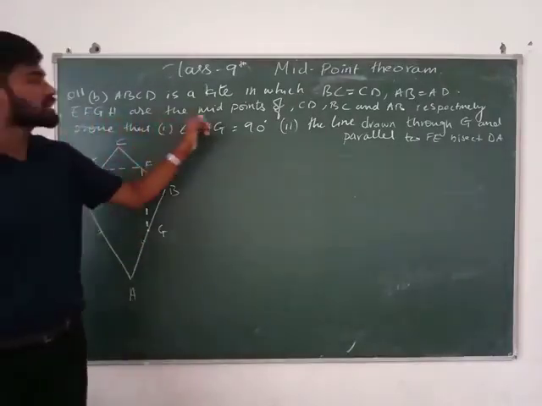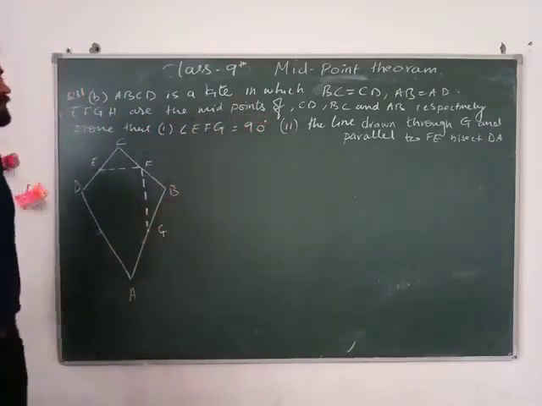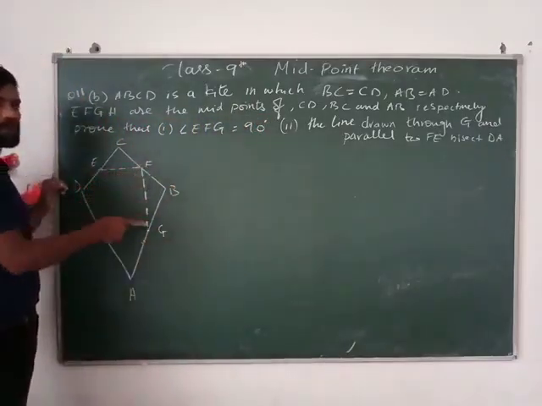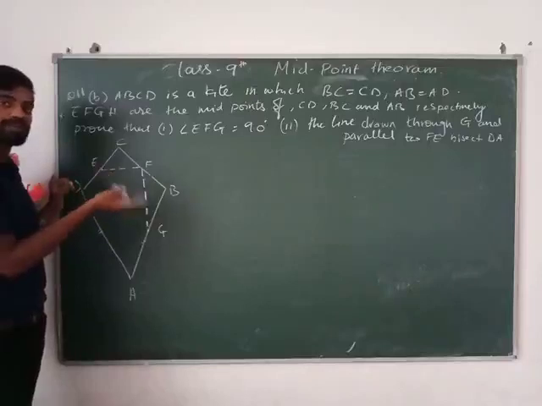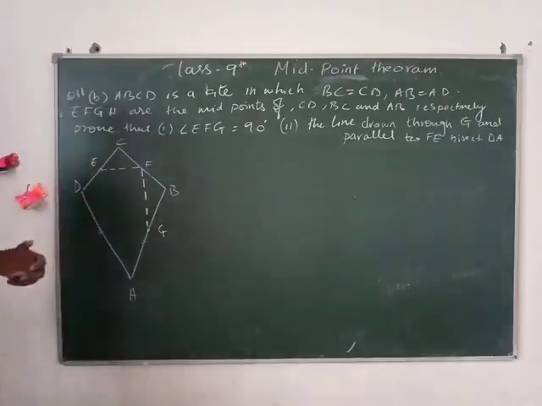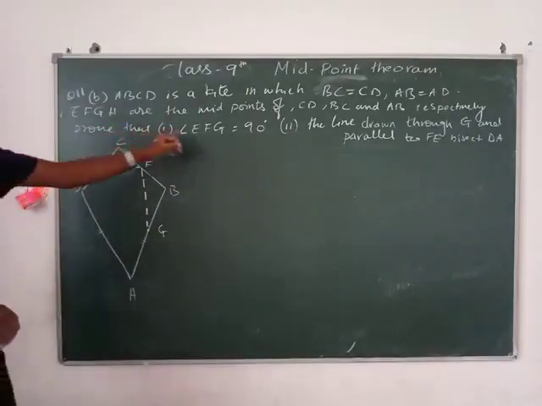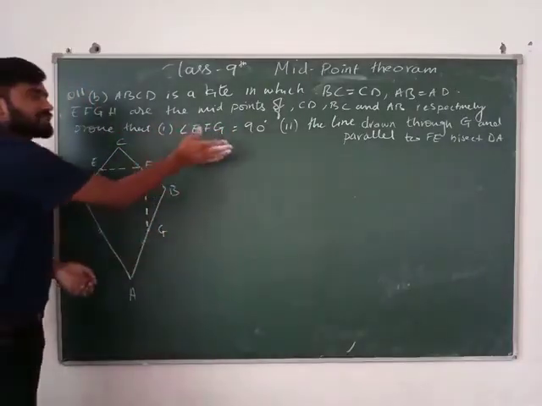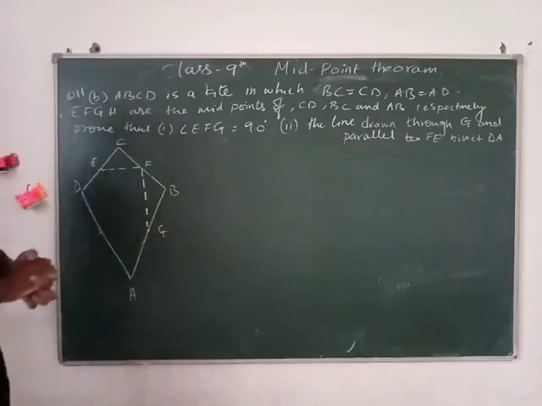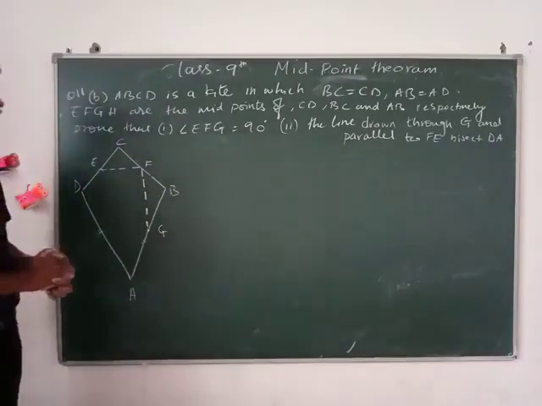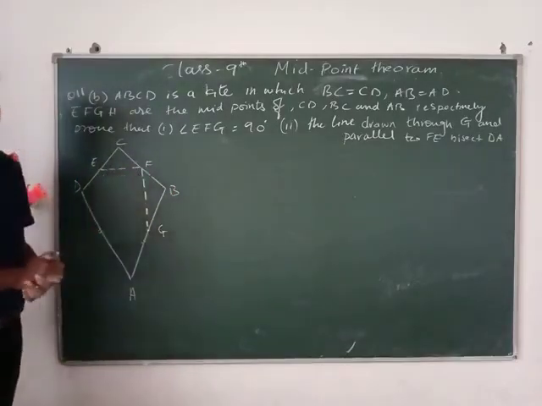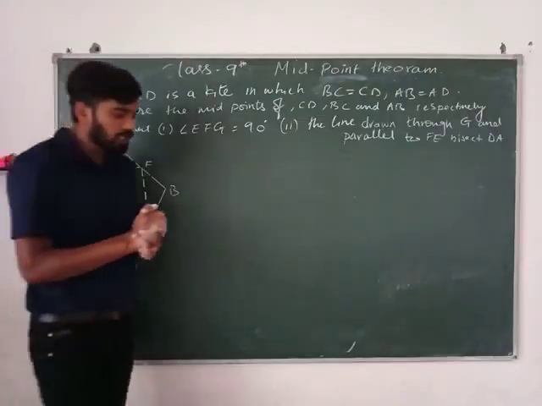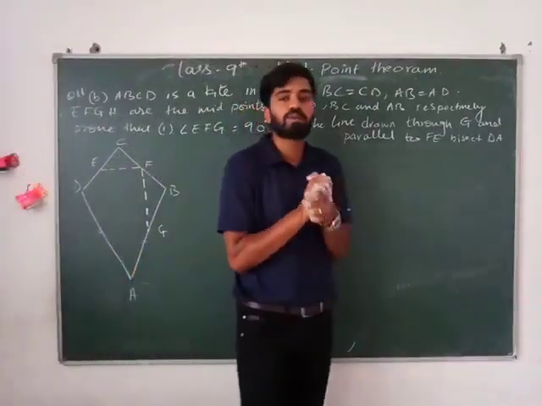E, F, G, H are the midpoints of CD, BC and AB. These are the midpoints given. They haven't said prove that. It's already given that they are the midpoints. Prove that angle EFG is equal to 90 degrees. Our first agenda is proving that angle EFG is 90 degrees. You have to prove that this is 90. Now you have to think a little bit. How can I prove that this is 90?